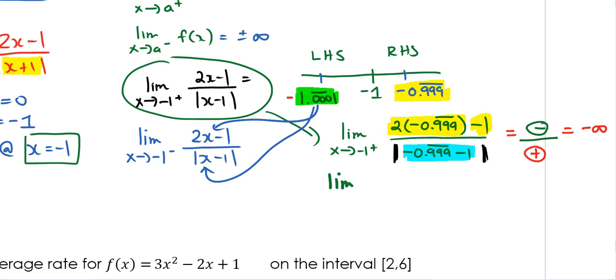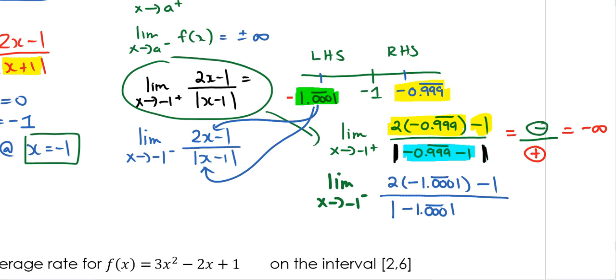So this is the limit as x approaches -1 from the left-hand side, and this is going to be 2 times -1.000 repeating 1 minus 1, divided by the absolute value of -1.000 repeating 1 minus 1, and this is all inside the absolute value. Okay, so let's evaluate this.